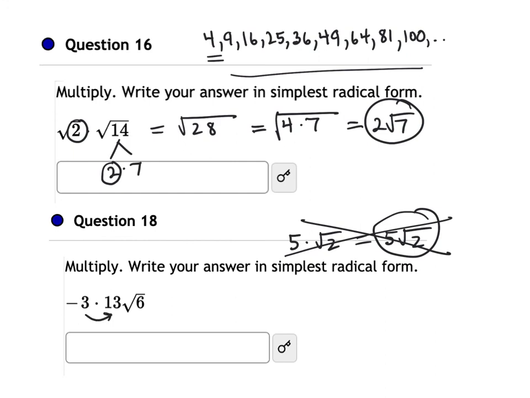I can multiply these two integers. An integer is like a whole number, but it can be negative. Negative 3 times negative 13 is negative 39 root 6. I can't multiply that 39 and that root 6 because they're not both roots. They're an integer and a square root.